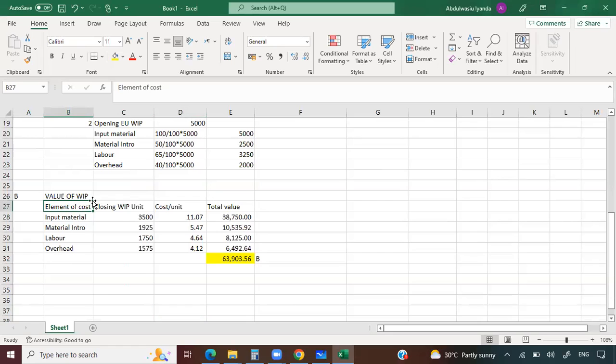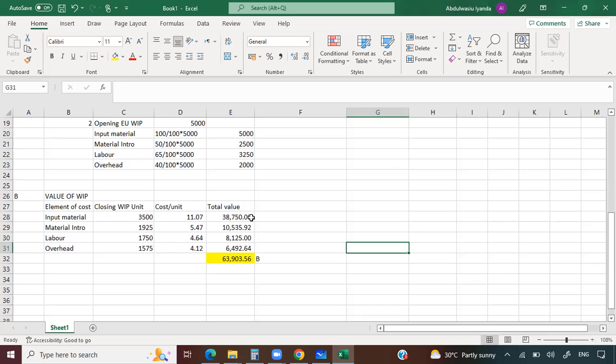Meaning that under FIFO, first in, first out, the opening work in progress has been treated. So our work in progress now is on the closing. Assuming it is the second one, which is weighted average, the value of your work in progress will now be on the opening.